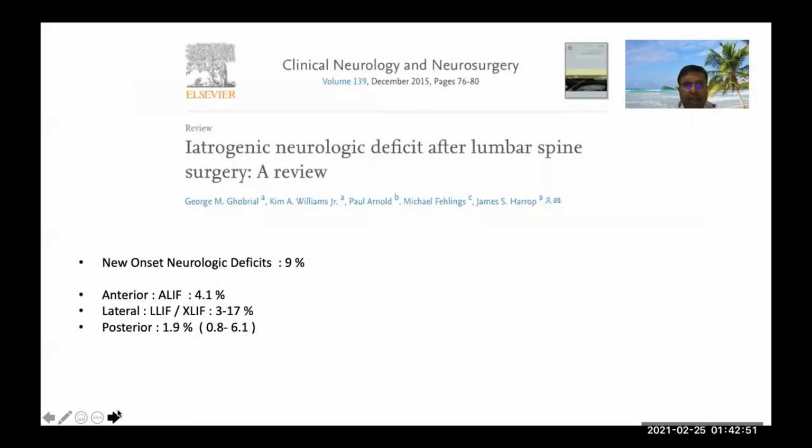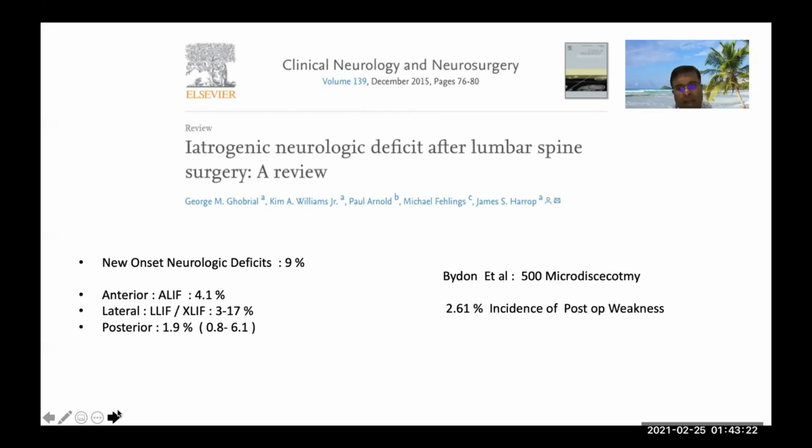Now, another interesting review by Professor Fellings and his team, where a large number of published articles was reviewed regarding iatrogenic neurological deficit after lumbar spine surgery. They found a very high incidence, almost 9% incidence of deficits after lumbar spine surgery, out of which a vast majority were after ALIFs, followed by lateral lumbar interbody fusions, followed by posterior. Very few occurred after posterior surgeries, thankfully.